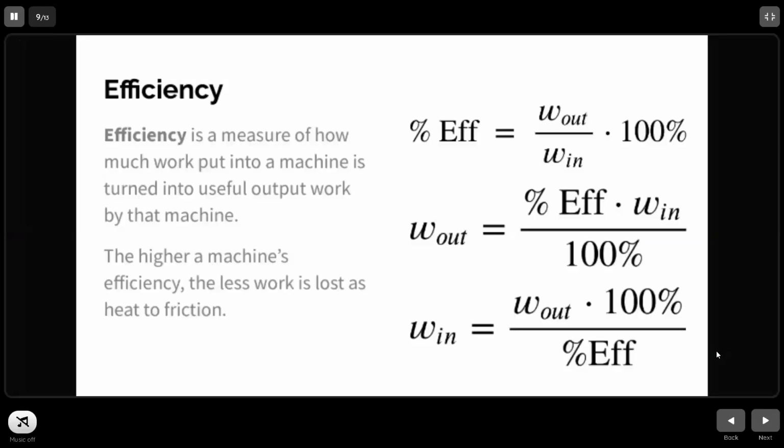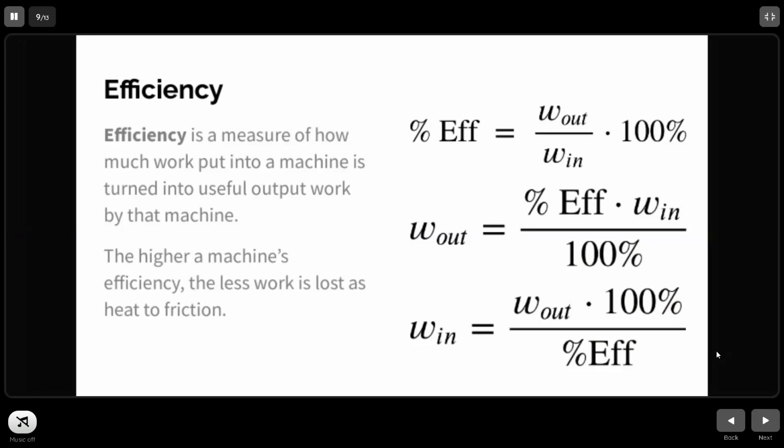Now, let's talk about efficiency. Efficiency is the ratio of the work output to the work input, or you can say it is the measure of how much of the work put into a machine is turned into useful output work. The machine is a system, so you have a work input and a work output from the system.